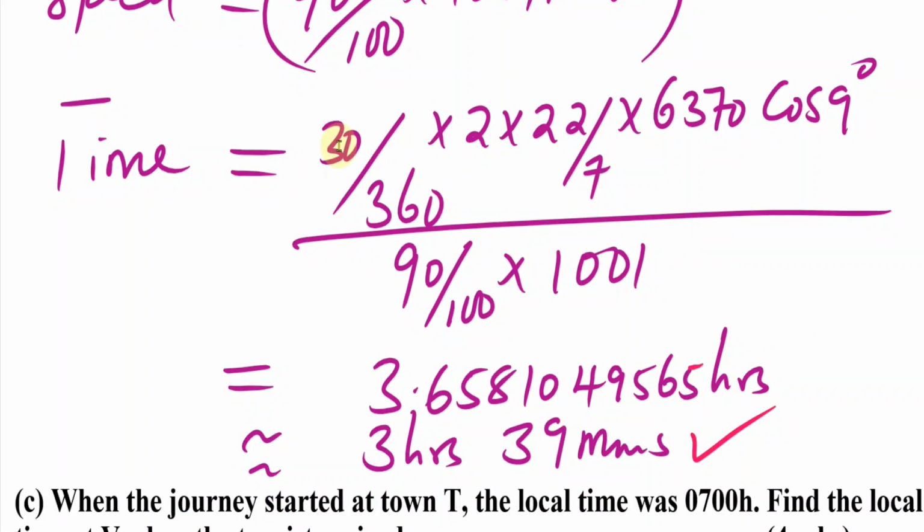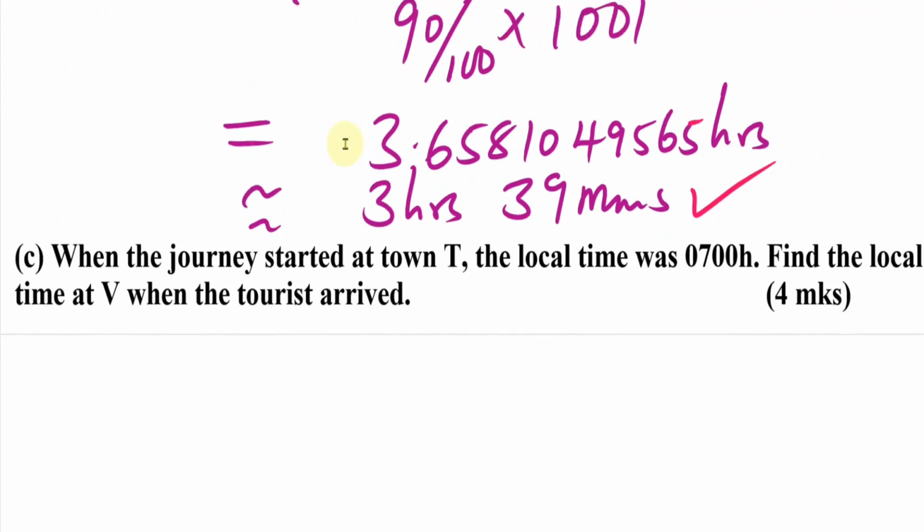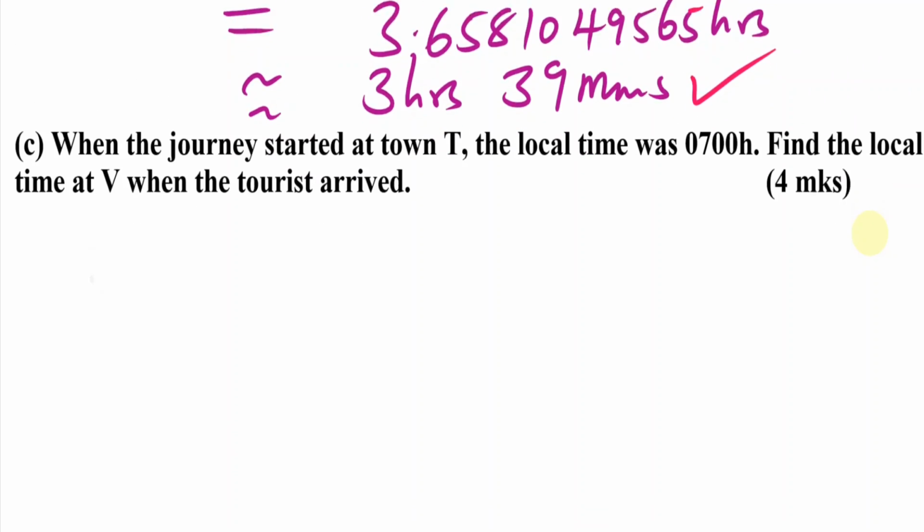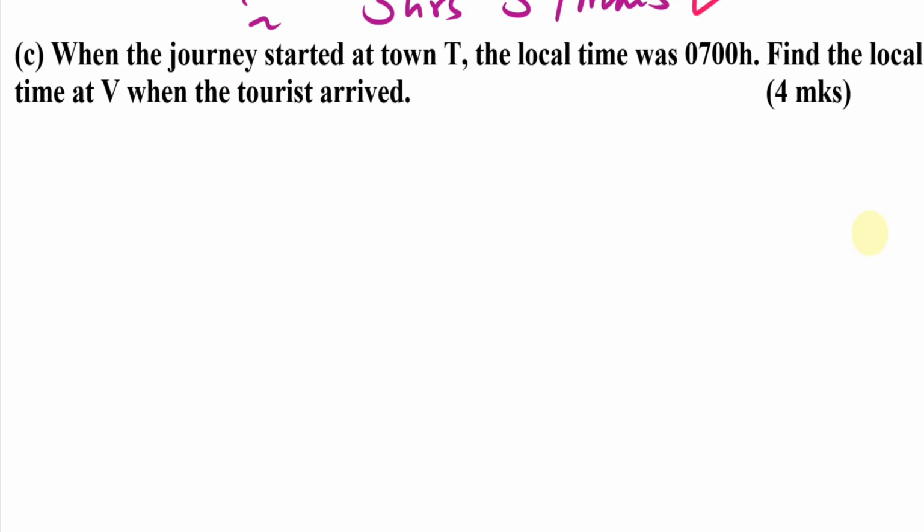Now let's go to the third part of the question, which is the last part of the question. Now when the journey started at town T, the local time was 0700 hours. Find the local time at V when the tourist arrived. So the first thing will be to get the arrival time at U.